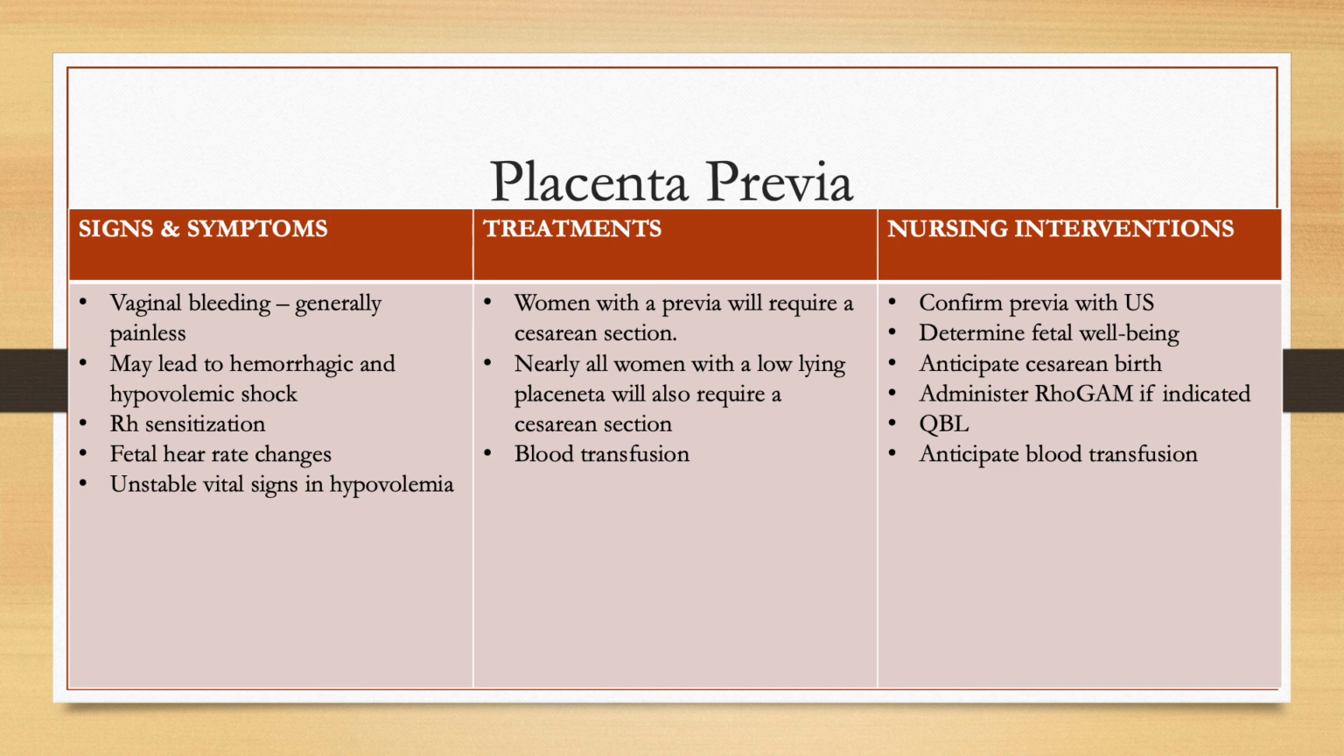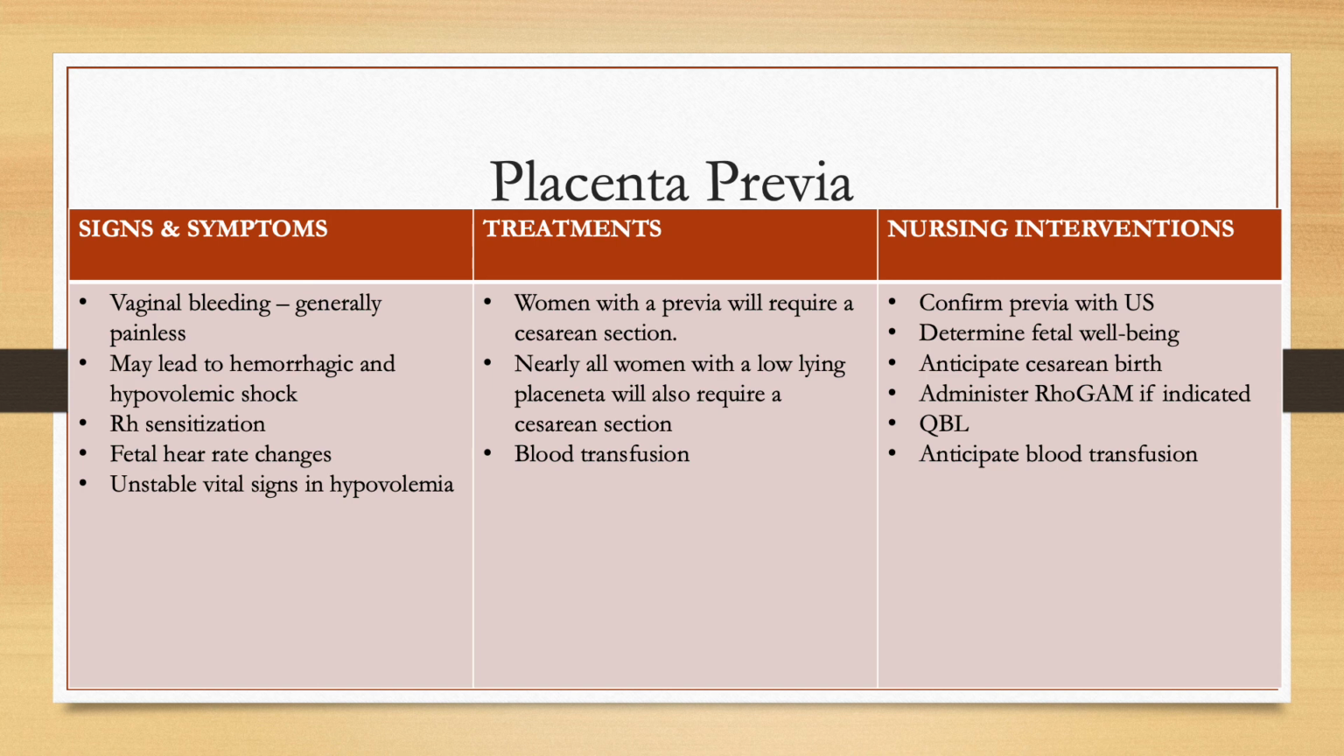You may find, if she's bleeding profusely, fetal heart rate changes. And depending on the amount of hemorrhage, it may lead to unstable vital signs in hypovolemia. What are some of the treatments? Please note, women with a previa will require a cesarean section for obvious reasons. As L&D nurses, you know this. Nearly all women with a low-lying placenta will also require a cesarean section. So even if it's not covering the os entirely, they will still require a C-section because the trauma that having a vaginal delivery would cause would just increase the hemorrhaging.